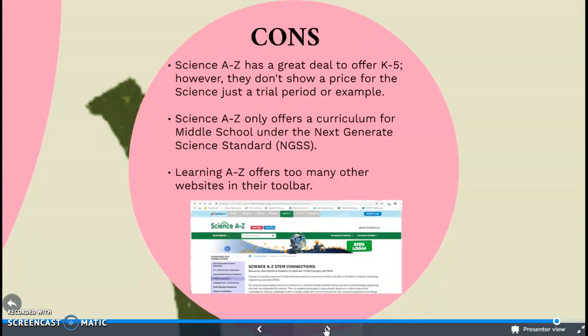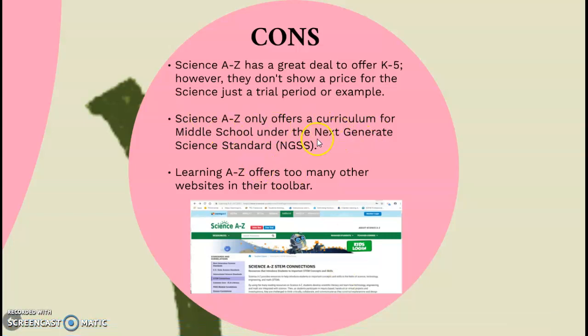The con is that they offer all these great things, but they don't give you a price. You have a trial period. You can only pull so many things. And again, like I said, the A to Z offers middle school under the NGSS, but they do not offer middle school activities under any other standard. And then they do not have a price listed.